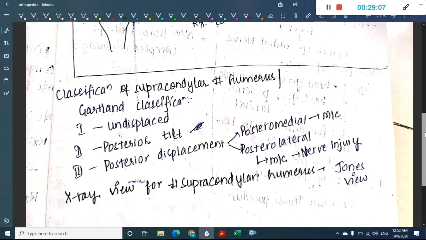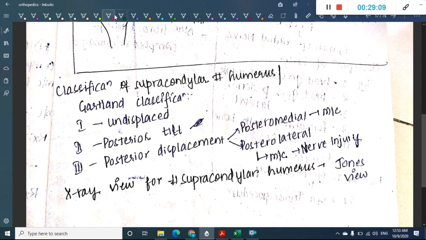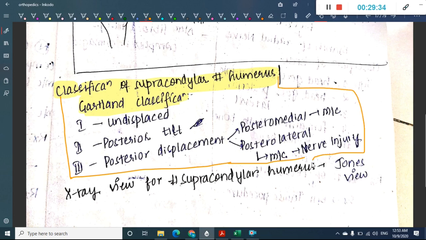Now, let us even learn about the classification of supracondylar fracture. So, how are you going to classify the supracondylar fracture? This supracondylar fracture classification is also called the Gartland classification. It has 3 divisions. The first grade is an undisplaced fracture.